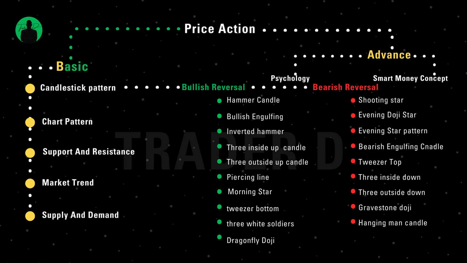This is our fourth video in the Price Action Roadmap series. Previously, we covered the hammer, bullish engulfing, and shooting star patterns. Today, we will follow the same roadmap and dive into the evening star candlestick pattern under basic price action.